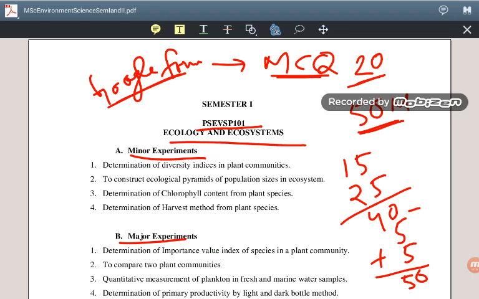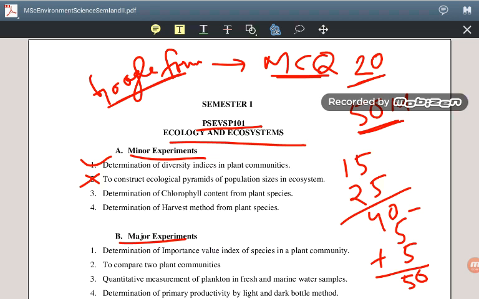So coming to the minor experiment, the first one is determination of diversity indices in plant community. This is the experiment which is left. Next, we are not going to perform this experiment.